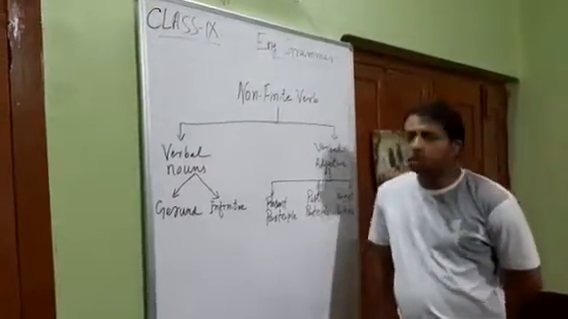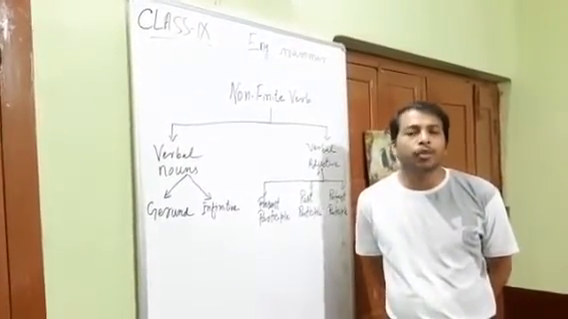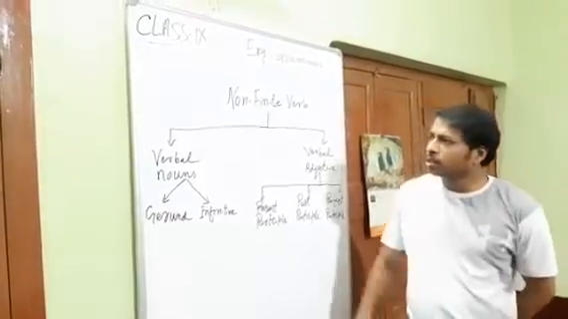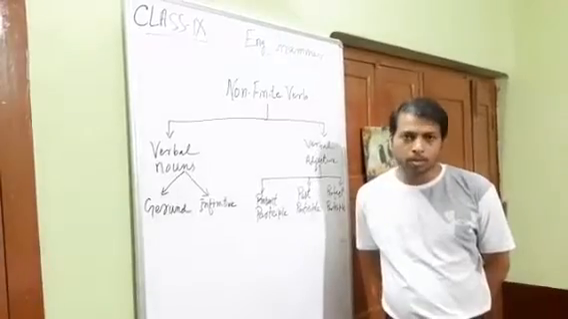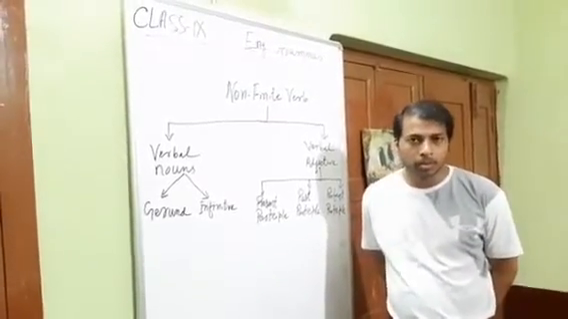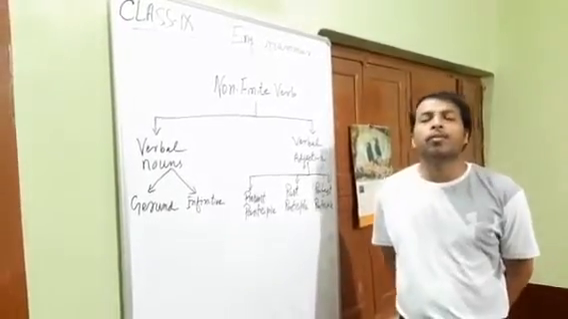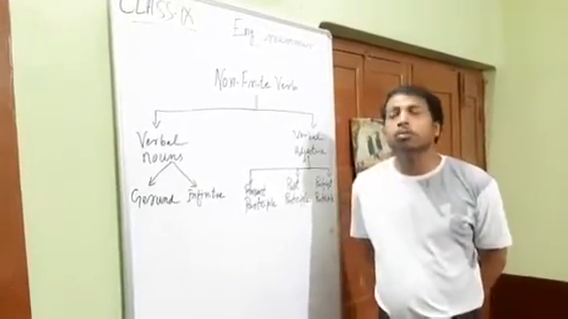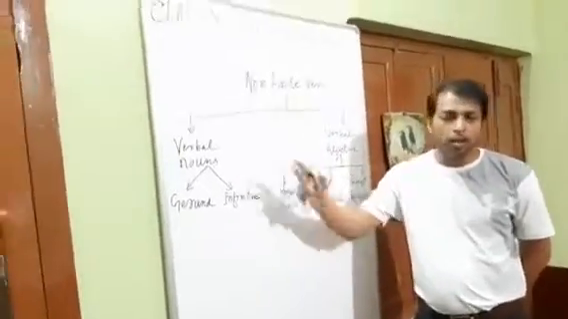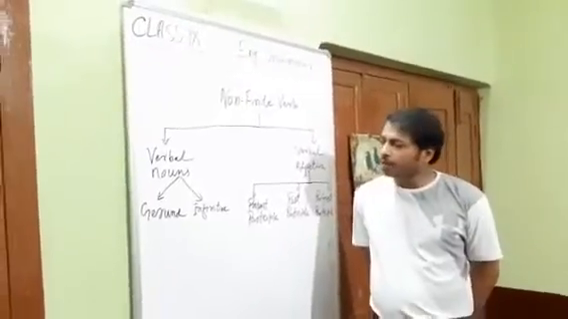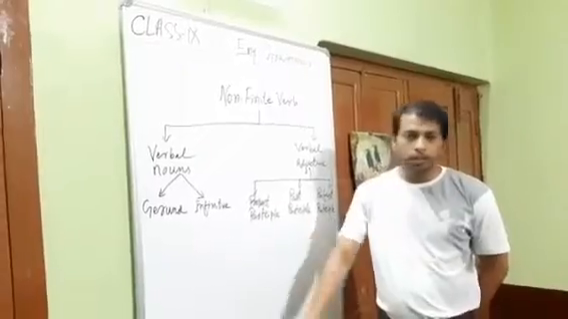Verbal nouns are those verbs which have in them the force of a noun. It means these words derive out of verbs. Their root form is a verb. But when in use, they perform the job of a noun. They don't perform the job of a verb. So they are regarded as verbal nouns. We have two types of verbal nouns, gerund and infinitive.